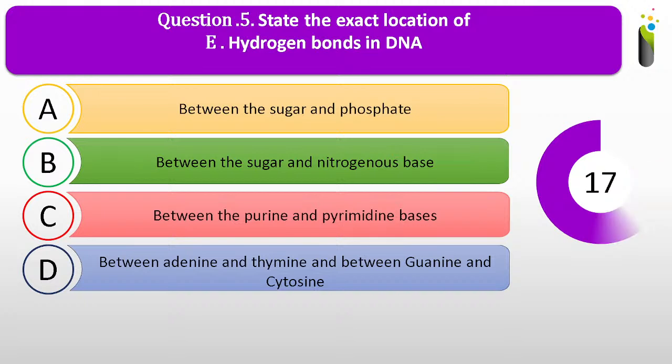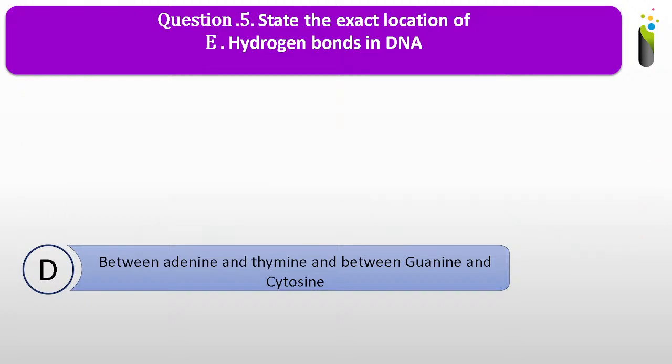And the correct answer for this question is D. Hydrogen bonds are present in between adenine and thymine and between guanine and cytosine. Remember, there are 2 weak hydrogen bonds in between adenine and thymine and 3 weak hydrogen bonds between cytosine and guanine.